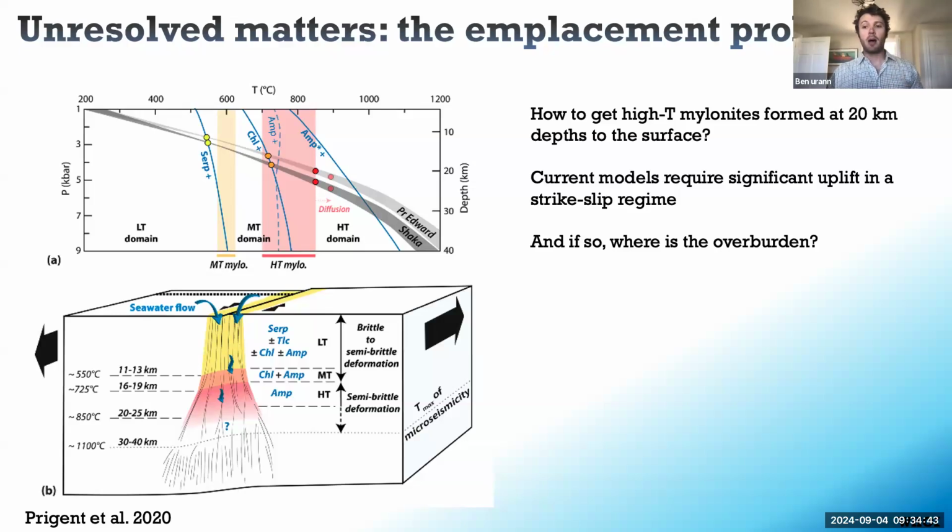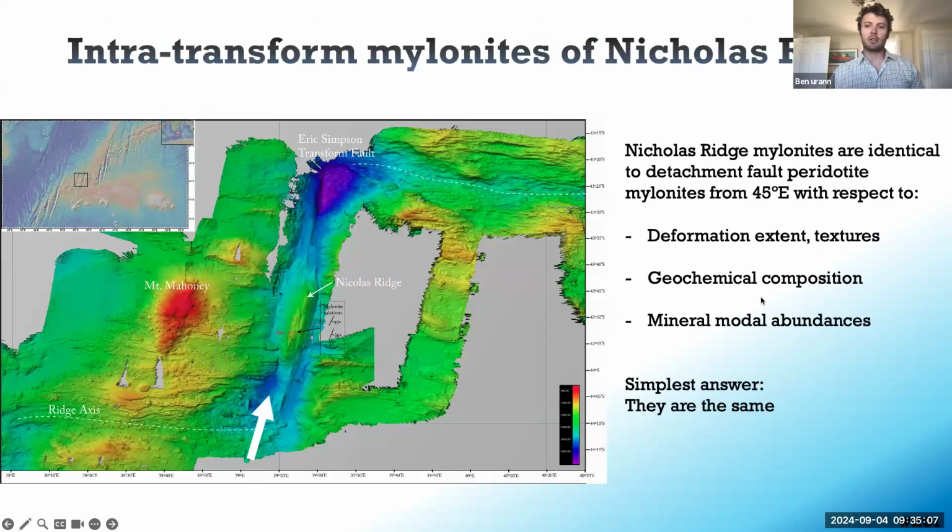And if this is from uplift, then there should be a significant amount of overburden that was eroded away, which we don't see. Other models, for instance, that have been put forth in the 90s at the Garrett suggest you have these serpentinite diapirs. But this is something that there has not been a lot of work on, and certainly requires more study. And so when we look at the Nicholas Ridge, we have this lenticular intratransform ridge, which is essentially exposing fresh peridotite mylonites on the seafloor. And the question is, where did this actually come from?